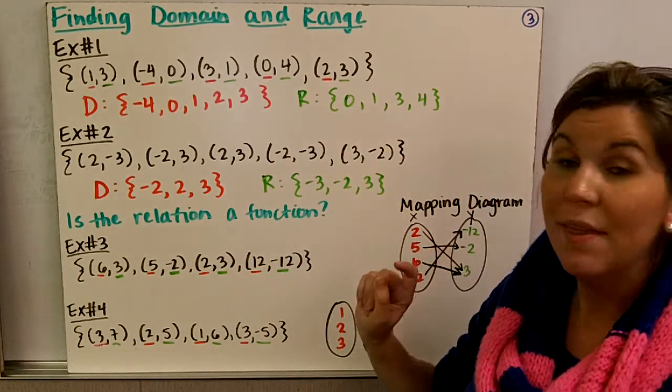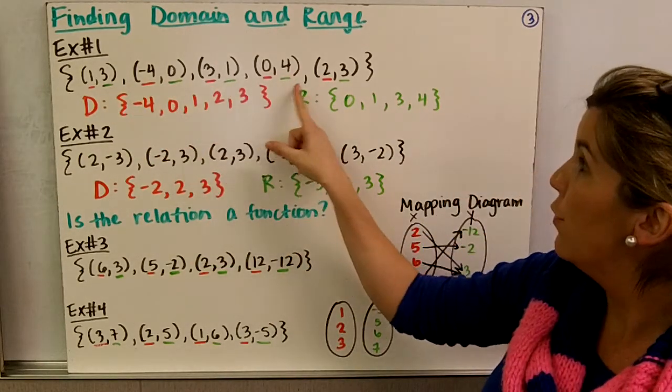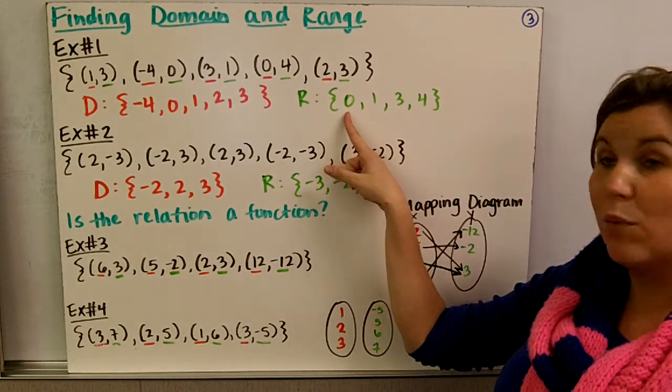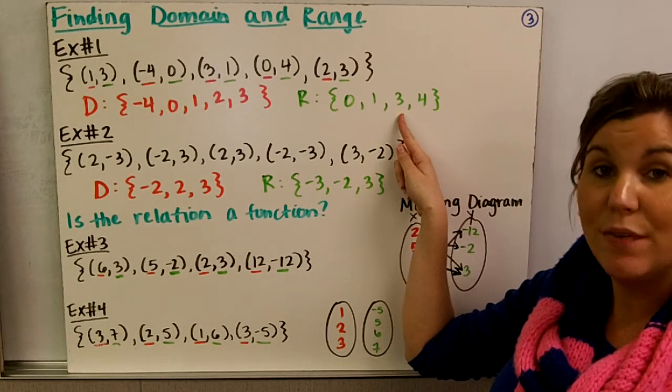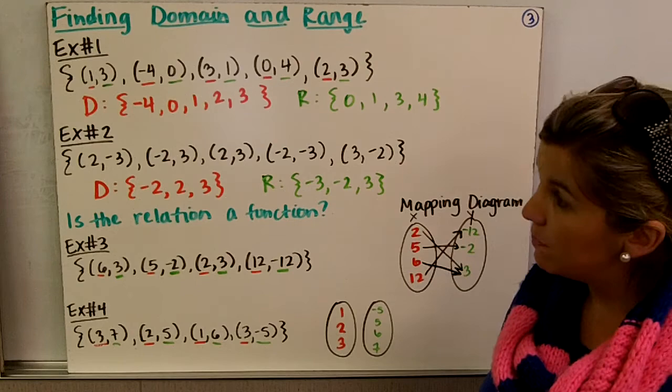The range means the y values: 3, 0, 1, 4, and 3. Now you heard me say 3 twice. However, when I write the range, I only write each number one time, even if it's repeated. And I put them in order from least to greatest.